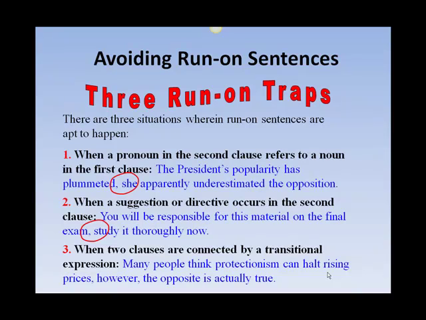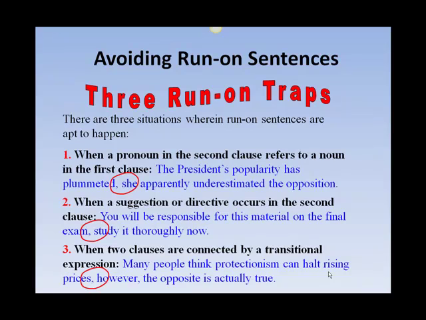When two clauses are connected by a transitional expression, oftentimes this transitional expression is a conjunctive adverb, a word like however, consequently, moreover, furthermore, therefore, thus, words of that nature. Many people think protectionism can halt rising prices. However, the opposite is actually true. This is a comma splice as well.